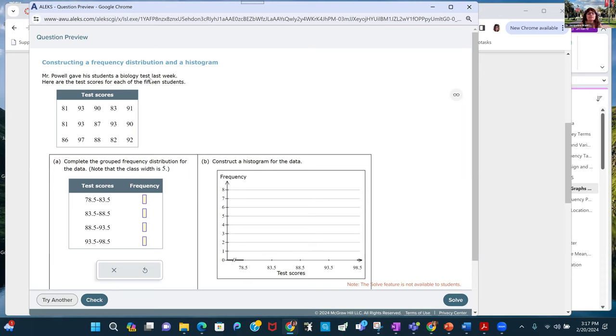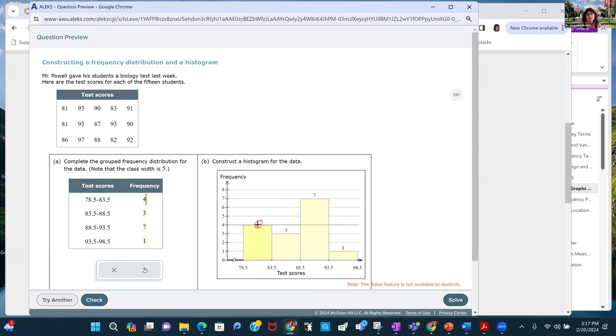So, Mr. Powell gave the students a biology test. Here are the test scores. Complete the grouped frequency distribution for the data. Note that the class width is 5. Right, so you're going to add 5 to 78.5, et cetera, and just count the number in each group. And then you're going to pull the bar up to that frequency.